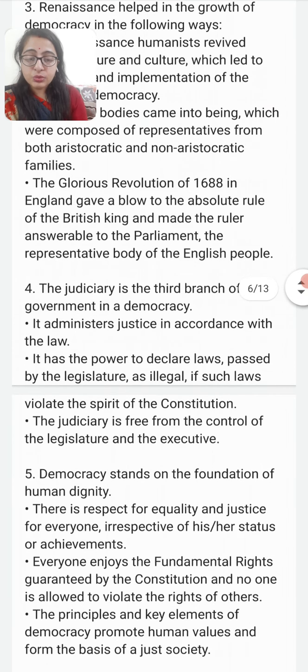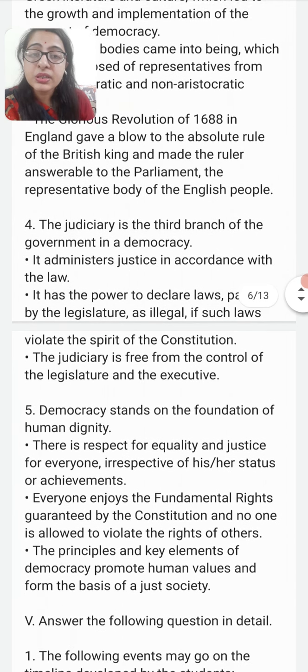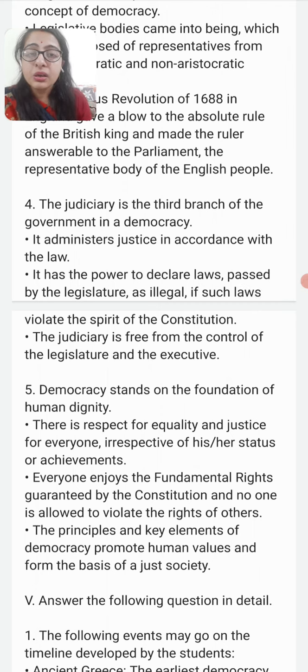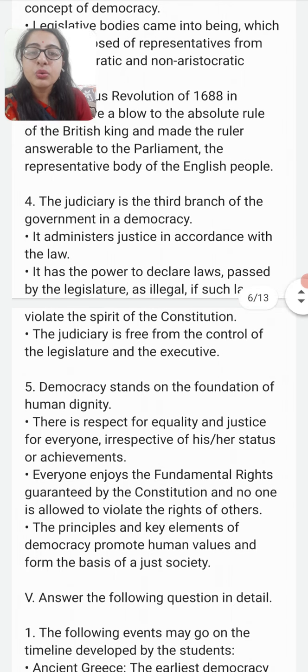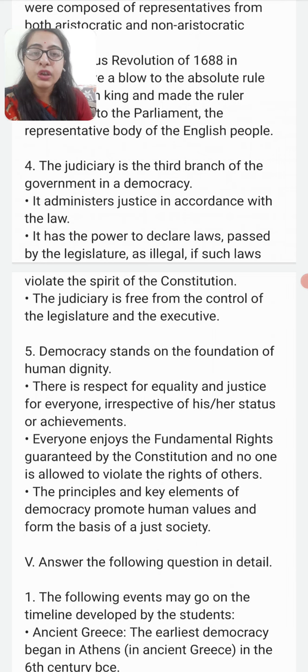Okay. Next is question number 4. What is the role of judiciary in a democracy? The judiciary administers justice in accordance with the law. Then second, it has the power to declare laws. They can declare laws passed by the legislature as illegal, if such laws violate the spirit of the constitution. Next, the judiciary is free from the control of the legislature and the executive.